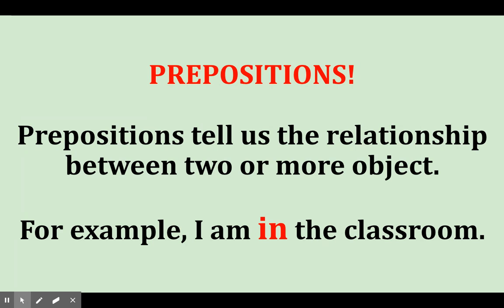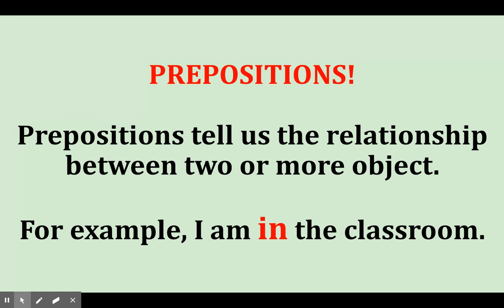For example, I am in the classroom. The relationship between me and the classroom is that I am in the classroom. If I was outside the classroom, the relationship between me and the classroom would be outside, right? So if I am next to the table, the relationship between me and the table is next to, right? That tells me where I am in relation to the table. And if you want to say where something is, you pretty much have to say what it's near, under, on, next to, beside, etc., etc.